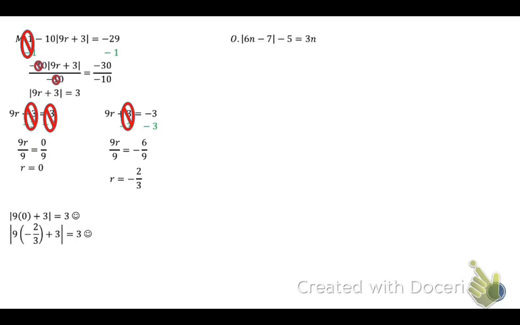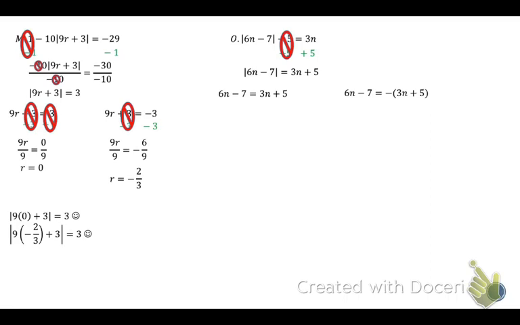Now this is where it gets a little trickier. So I'm going to show you one way, and then I'm going to go over it another way, because I was doing an ACT practice test, and it did it this way, so I just want to show you both. But first, we're going to add the 5 over. So you get the absolute value of 6n minus 7 equals 3n plus 5. So that's going to be 6n minus 7 equals 3n plus 5, and 6n minus 7 equals negative 3n plus 5. So we just put that negative right there.